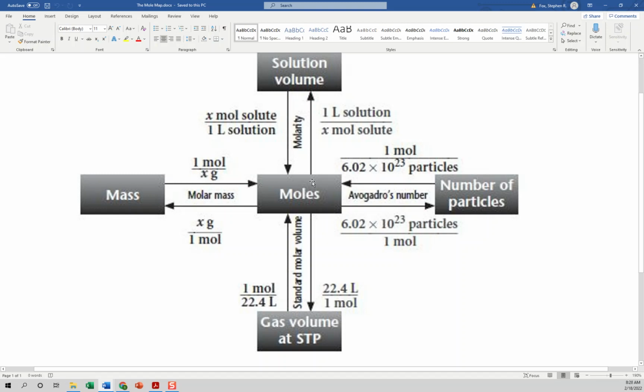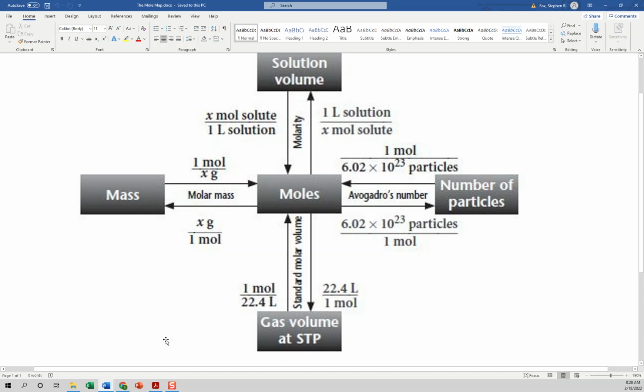And then to go from moles to volume of solution, we're going to divide by the molarity, right? If we multiply going this way, that means we divide going the opposite way. So to go from volume of a solution to moles of solute, we multiply by molarity. To go from moles of a solute to liters of solution, we divide by the molarity, all right? So we're going to divide by the molar mass, and then we're going to divide by the molarity.